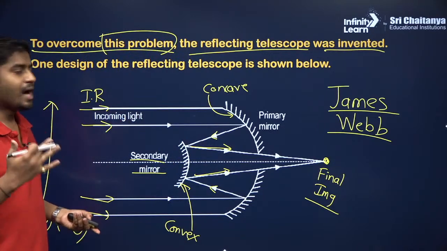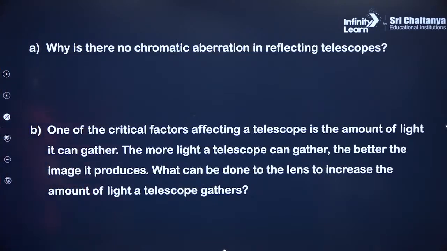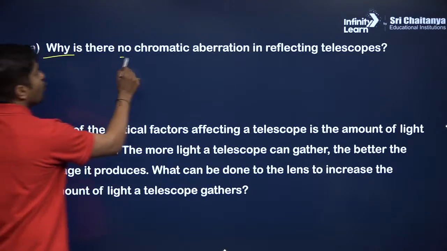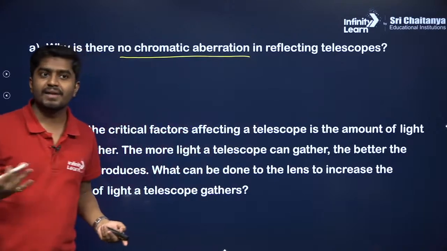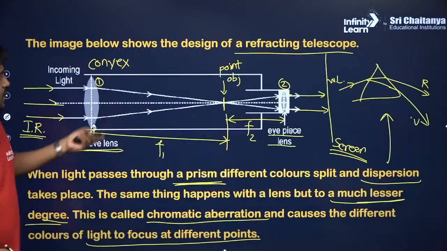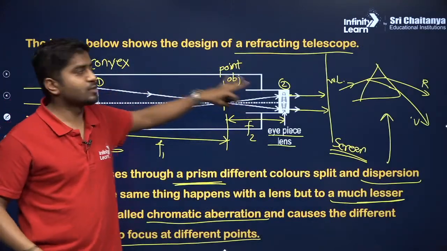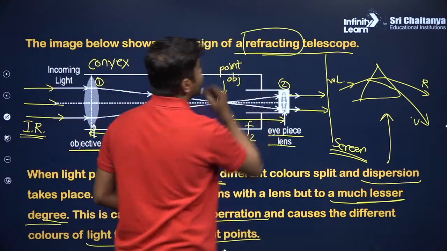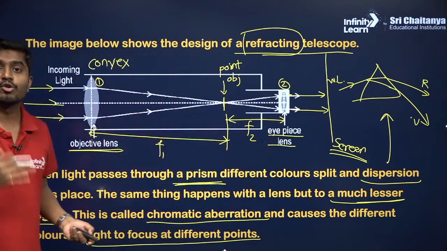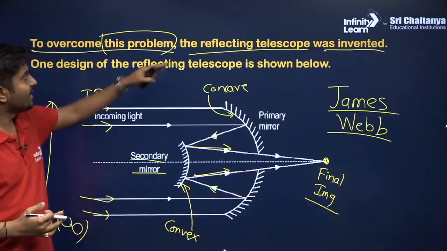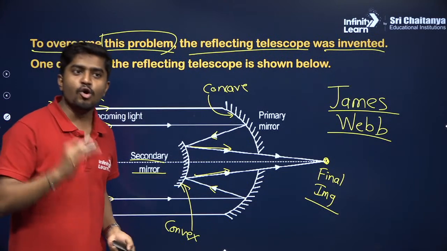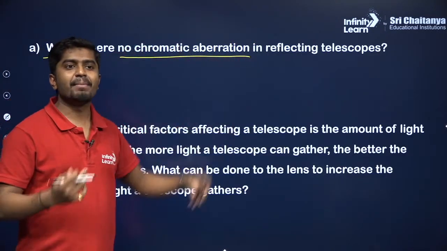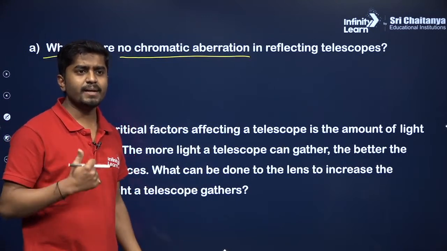All right. So now let's understand the question. First question is, why is there no chromatic aberration in the reflecting telescope? This one was refracting. You read this word, refracting telescope. There was chromatic aberration. And in the reflecting telescope, there is no chromatic aberration. So why is there no chromatic aberration? Can you tell me?